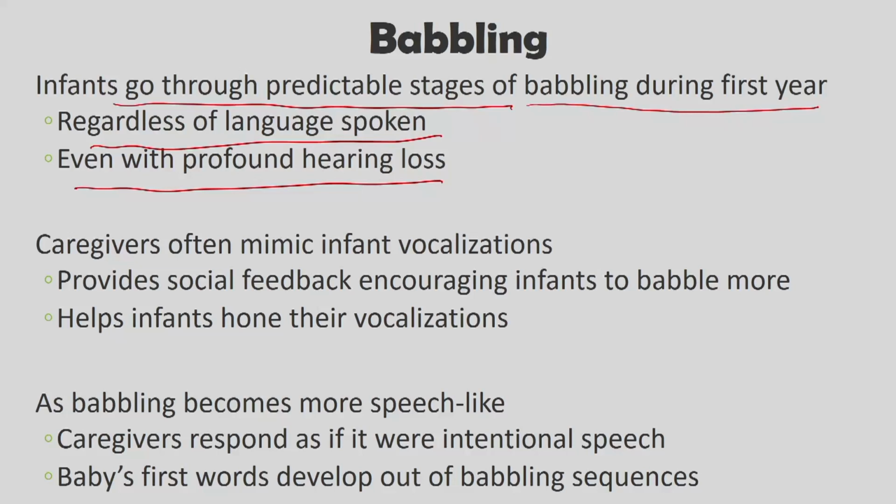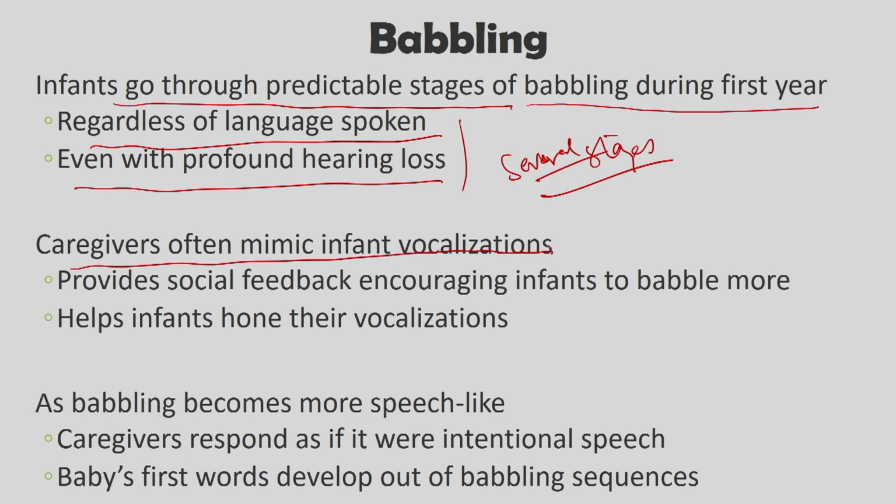The consonants consist mainly of oral and nasal stops produced with the lips or tongue. In the canonical babbling stage, they are able to produce consonants with oral and nasal stops, for example, the B sound, the D sound, the M sound and the N sound. And caregivers respond to canonical babbling as if it were intentional speech. There are several stages of babbling which we talked about, and the infant goes through these stages. That is how the babbling starts.